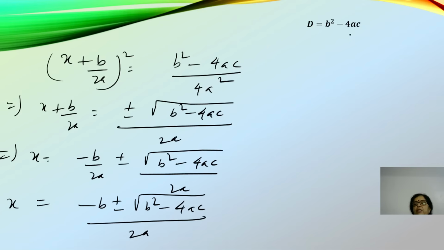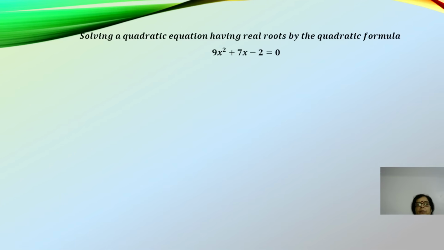Now b squared minus 4ac is called the discriminant because it decides what sort of roots we'll get for the particular solution: real roots or unreal roots, or real roots or equal roots. We'll come to that later on. Now let's take up a simple question based on this.